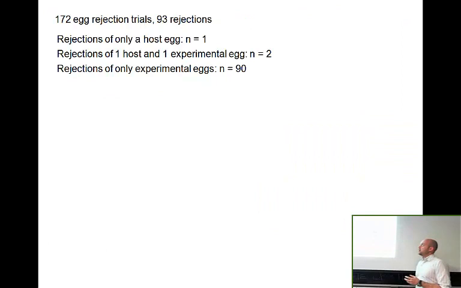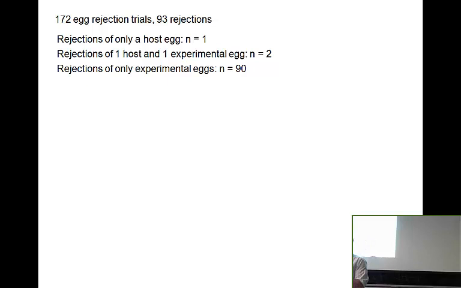So combined, we've actually done 172 different egg rejection trials now, all on different female birds, and in 93 cases, those hosts rejected some of those foreign eggs. However, on only one occasion did a host ever reject only one of its own eggs. And on just two further occasions, a host rejected one foreign egg and one of its own eggs. And in all those three trials, the level of mimicry was exceptionally good, so it's just possible they couldn't tell the difference anyway. So in the remaining 90 trials, hosts only ever rejected the foreign eggs, even when their own eggs were heavily outnumbered.